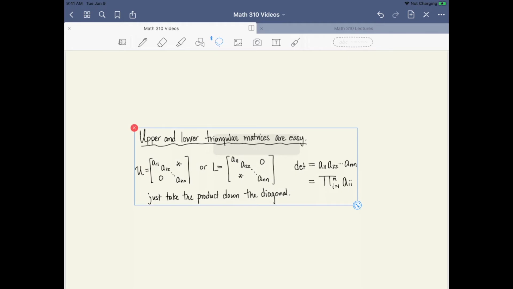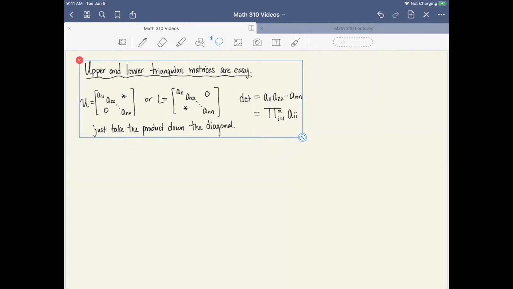If you have a diagonal matrix or any type of triangular matrix, whether it be upper or lower, calculating the determinant is super easy. What you do is you just take the product down the diagonal: A11 times A22 times A33, and so on. That's all you need to do. This formula can be checked by using cofactor expansion, and I highly recommend that you just memorize it because it can save you a lot of time.